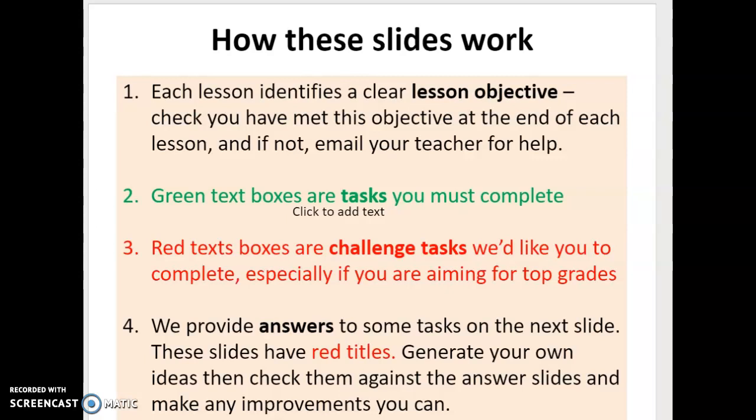As always, I just would like to remind you that each lesson does have a lesson objective, so just make sure by the end of it you're comfortable you've met them, and obviously if not, just ask your teacher for a bit of help. The green text boxes are tasks you must complete and the red are challenge tasks as well. And of course, on some of the slides, we will provide answers for you to check your own answers with.